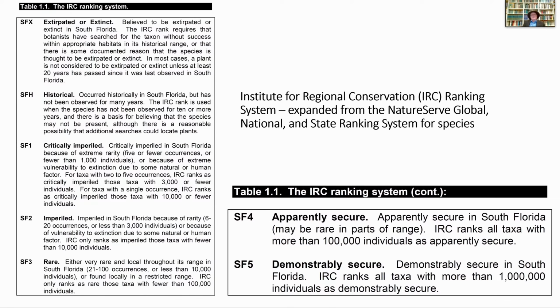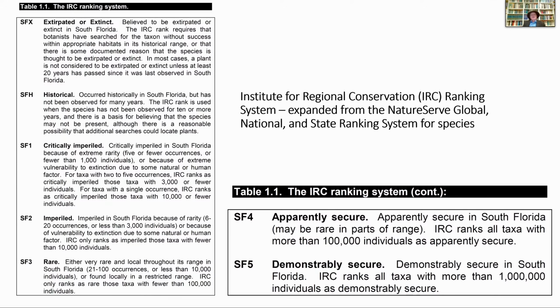IRC also developed a ranking system for species at a regional level derived from the Nature Conservancy's ranking system for rare species. If you've seen the NatureServe website, it has G ranks and S ranks for all plant species. G is the global rank: how rare is that species range wide, from a 1 for the most critically endangered species to 5 for secure species. Within states, many species have also been ranked as to whether they are critically endangered or imperiled in the state, S1, versus secure in the state, S5.